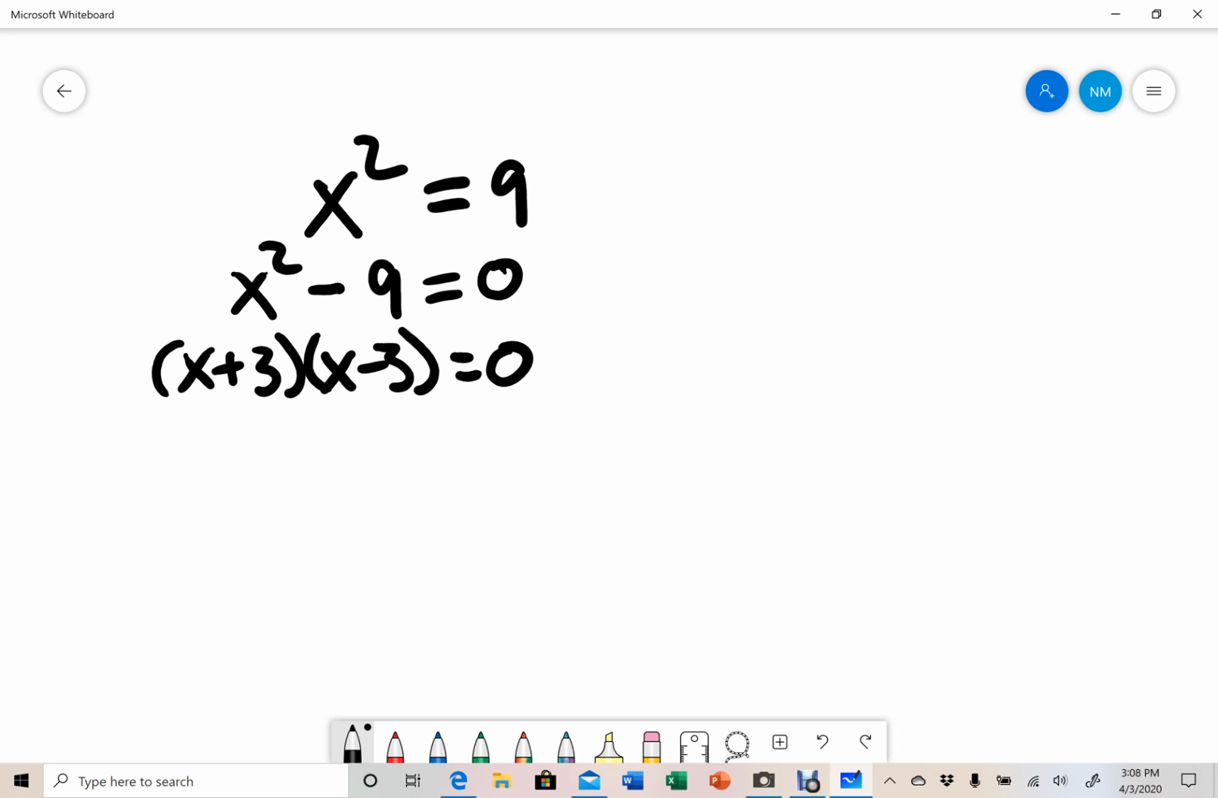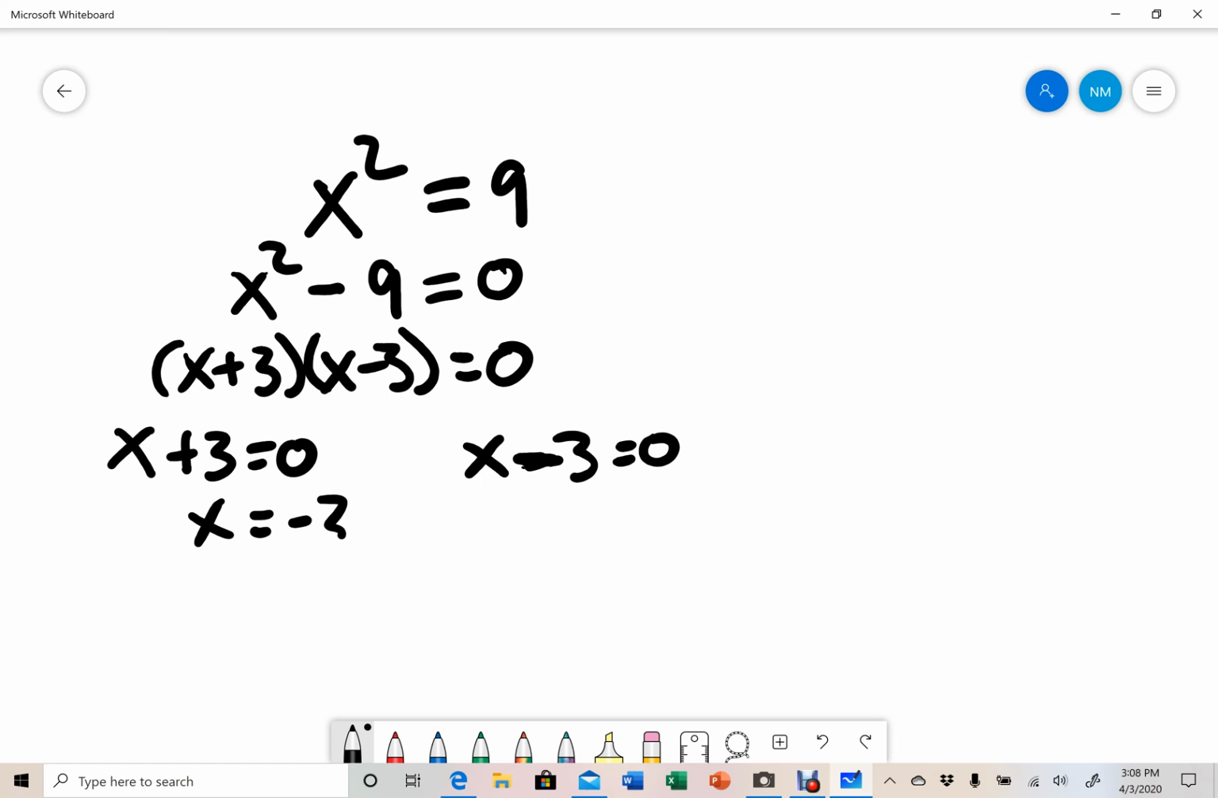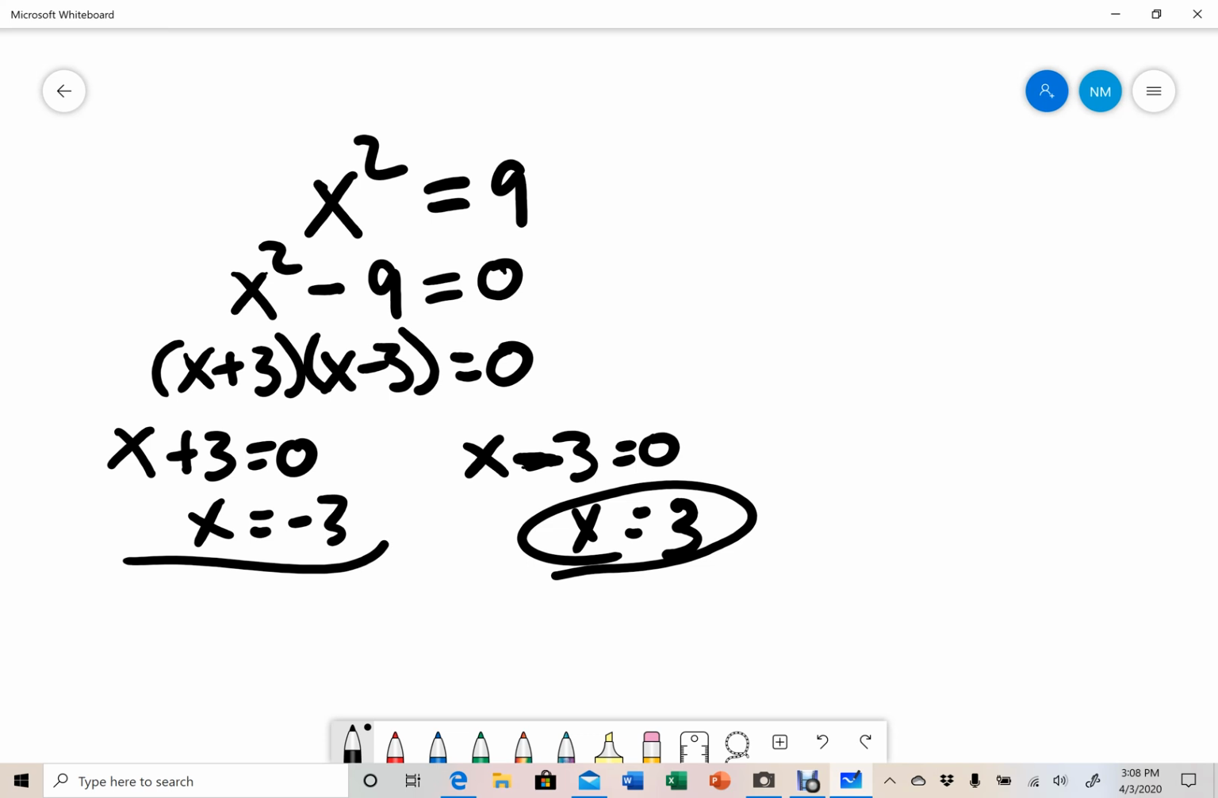We've factored them out. Now we're going to break them down individually to equal 0. x plus 3 equals 0 and x minus 3 equals 0. So x equals negative 3 and x equals a positive 3. Those are my two answers.